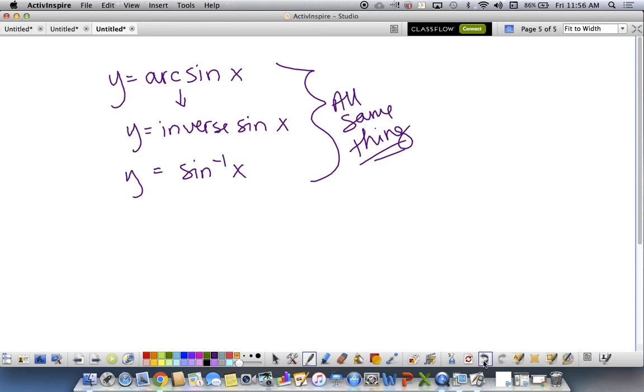Okay? If you see this arc sine, that just means the inverse sine. That's how I'm going to read it. That's how we're going to see it. But different pieces, different places, you'll see it written differently. They all mean the same thing. And I could put cosine in this at the exact same place. Or tangent, or any of the others. It's going to mean the same thing.